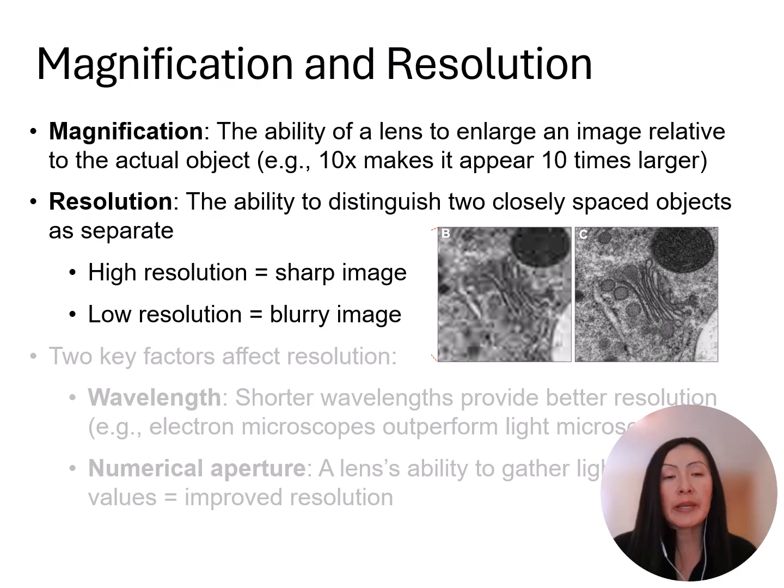Our microscopes have the ability to magnify and resolve images. Magnification means that the lens is able to enlarge an image, right? It makes it look bigger relative to the actual size. We often see on our eyepieces or ocular lens that there's something written on the side, such as 10x or 10 times. That means the lens is able to make the object appear 10 times larger than it actually is.